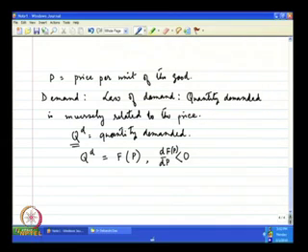Or it may happen the other way also. Suppose there is a good which I am demanding, but I do not like to consume a lot of it. So, I have reached the saturation point, so to say, of that good, and in that case if the price falls, even then I will not be buying more of that good. Nevertheless, there are these exceptional cases where quantity demanded may not respond to the price in the expected way.